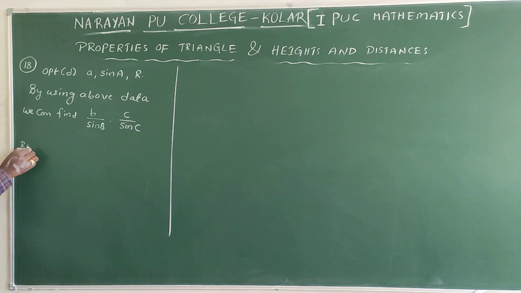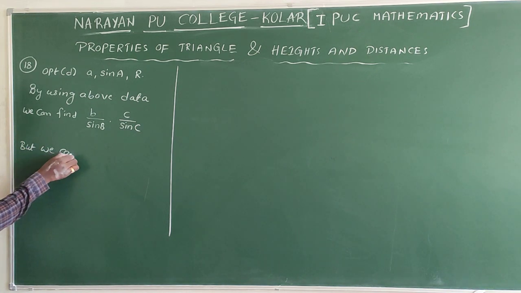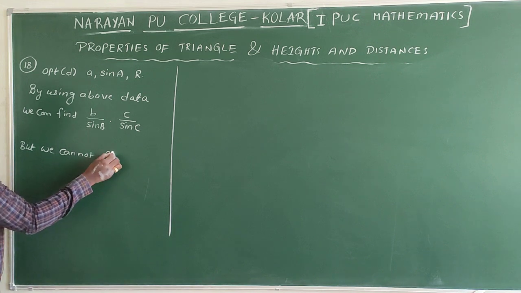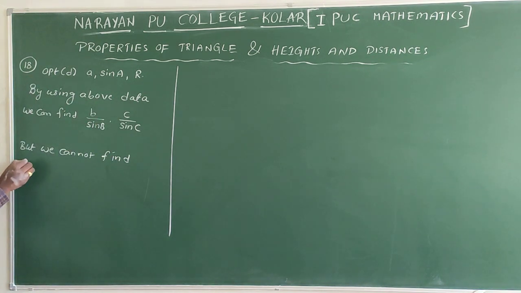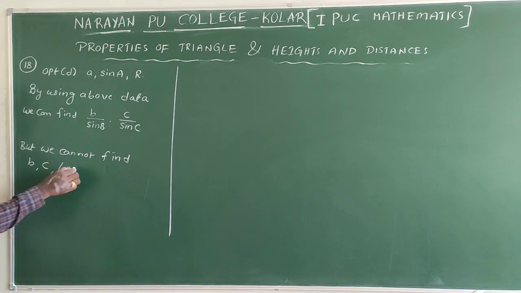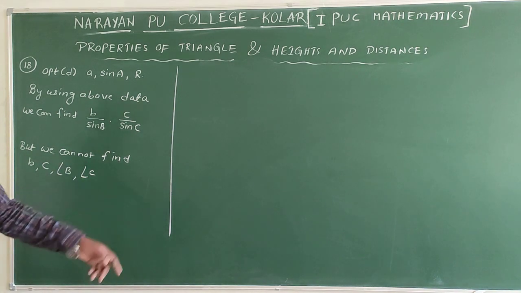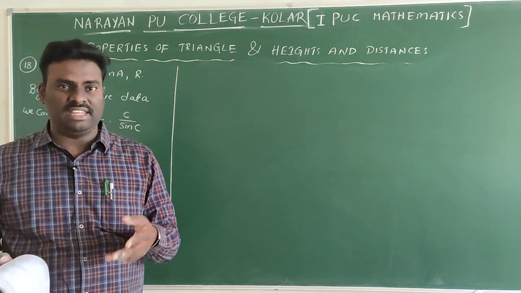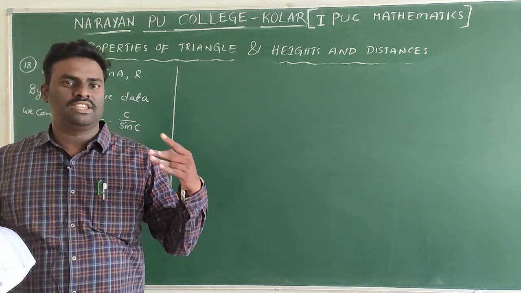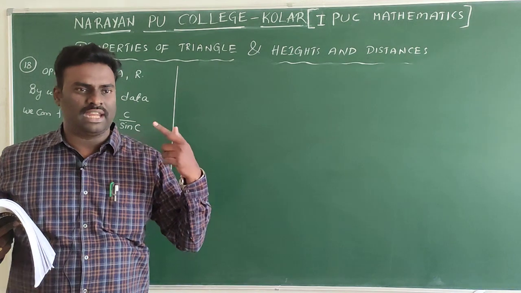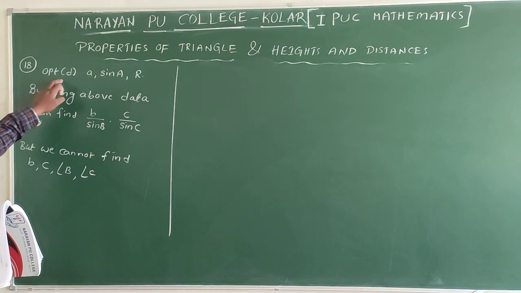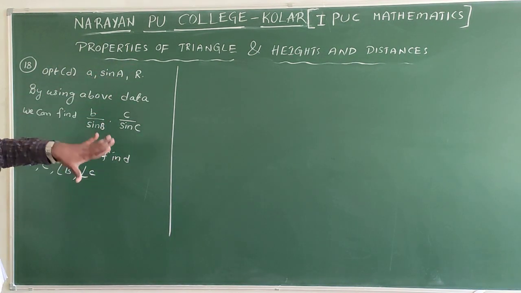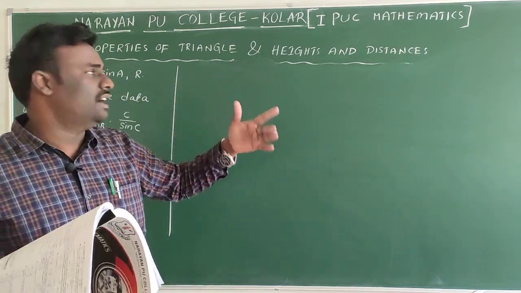But we cannot find the individual small b, small c, angle B, angle C. So this is insufficient data to find all sides as well as all angles. In the remaining 3 options, we can easily find small a, small b, small c, capital A, capital B, capital C. But if you take the 4th option, it is insufficient data. We can't find all the sides as well as all the angles.